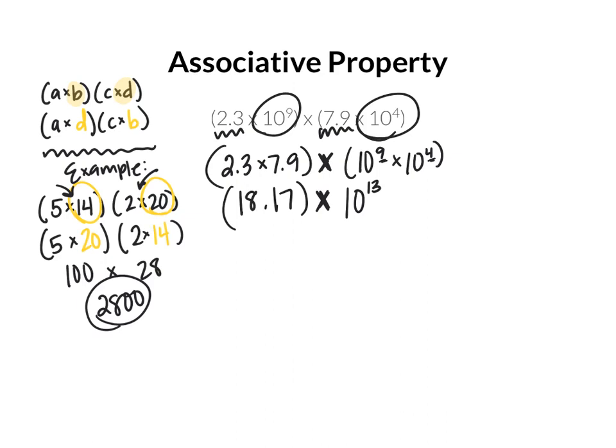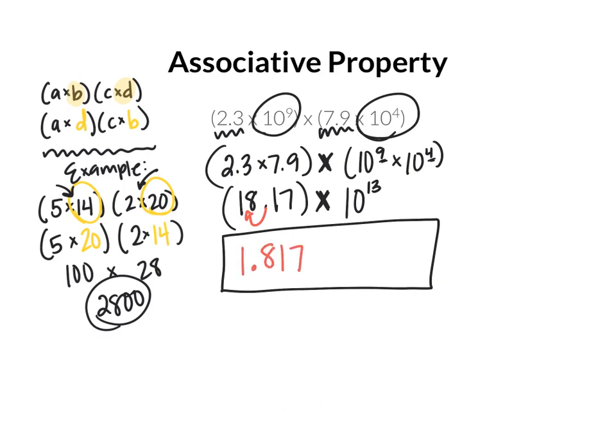When we go to write our answer in scientific notation, remember we can only have one digit in front of the decimal. So I move this decimal here to give me 1 and 817 thousandths. But since I moved the decimal, I actually have to make sure to add another 1 to my exponent, giving me 10 to the 14th power.